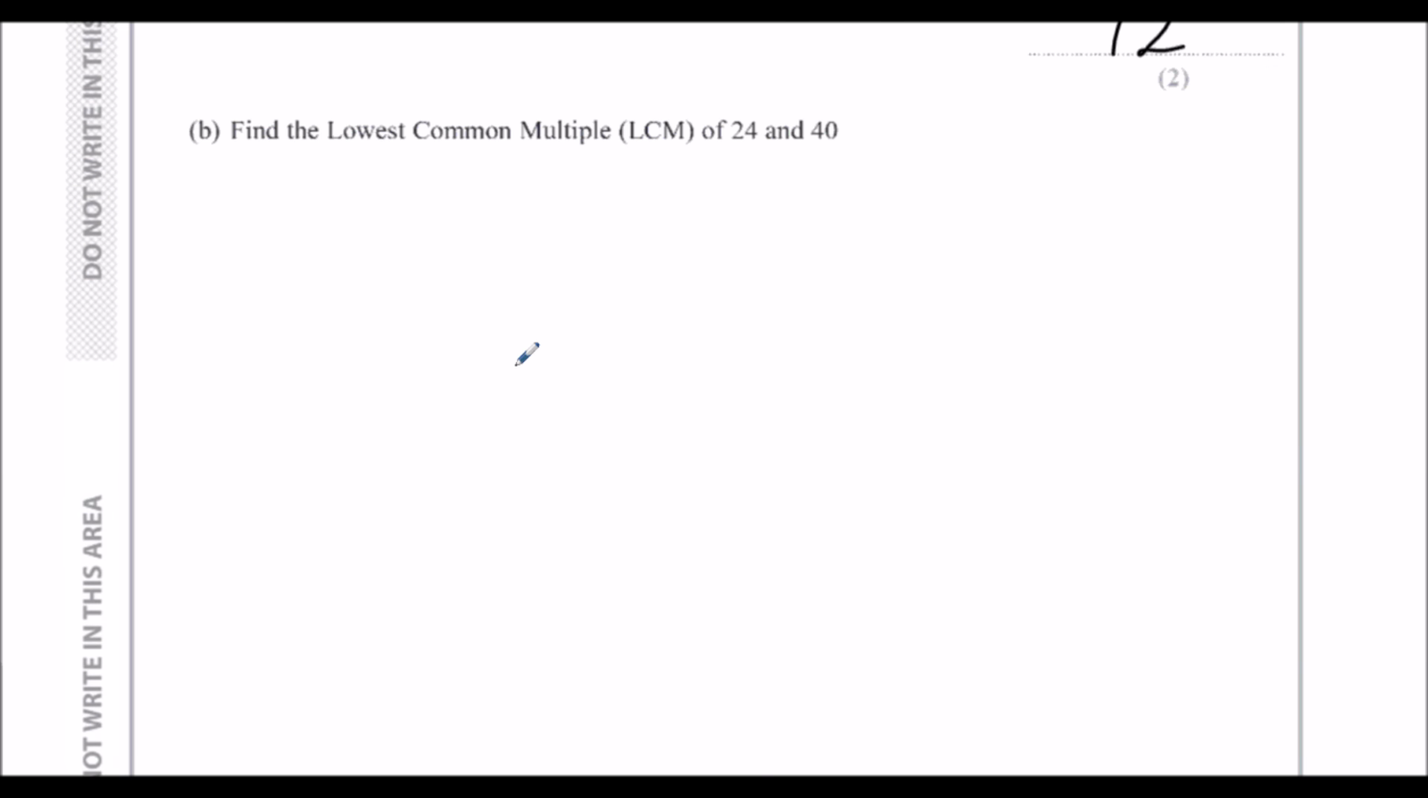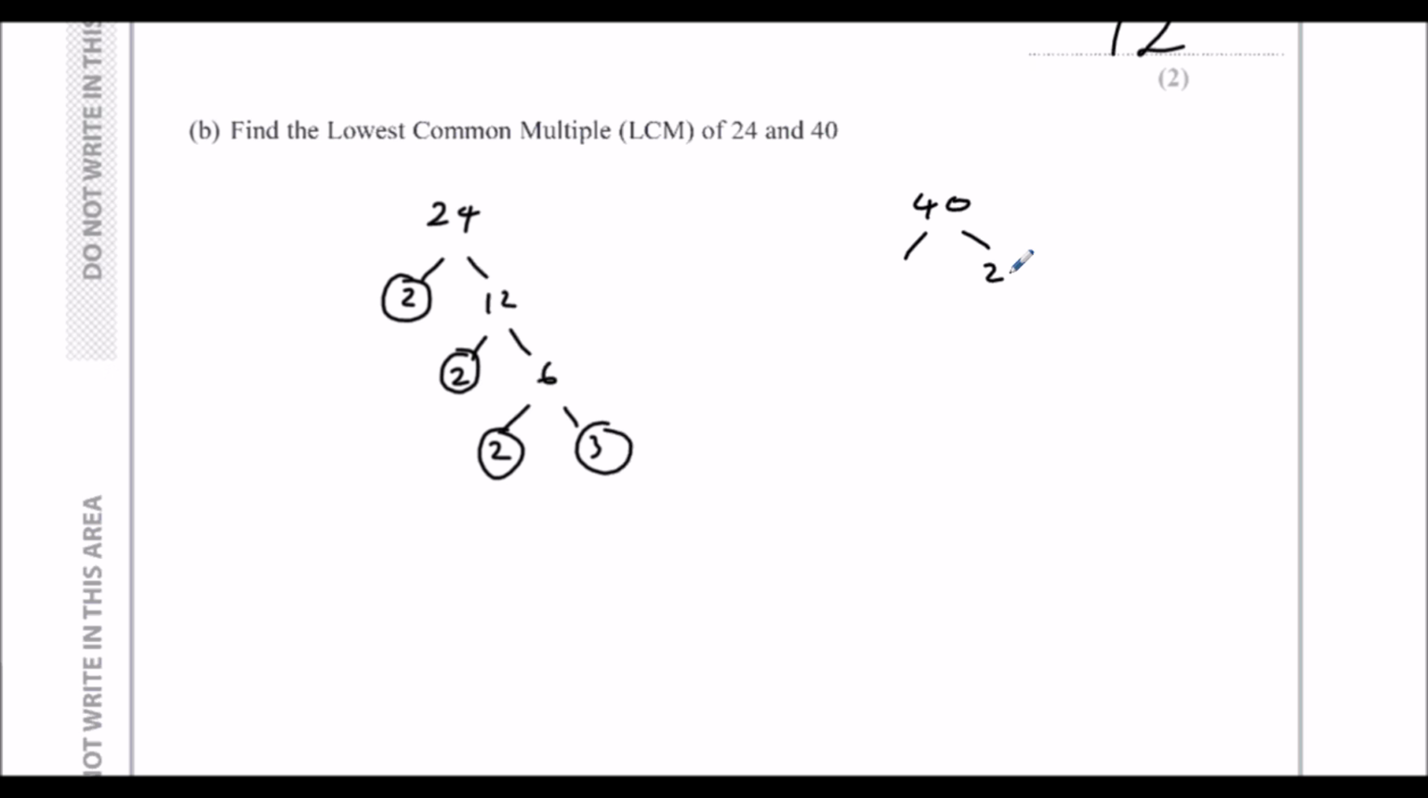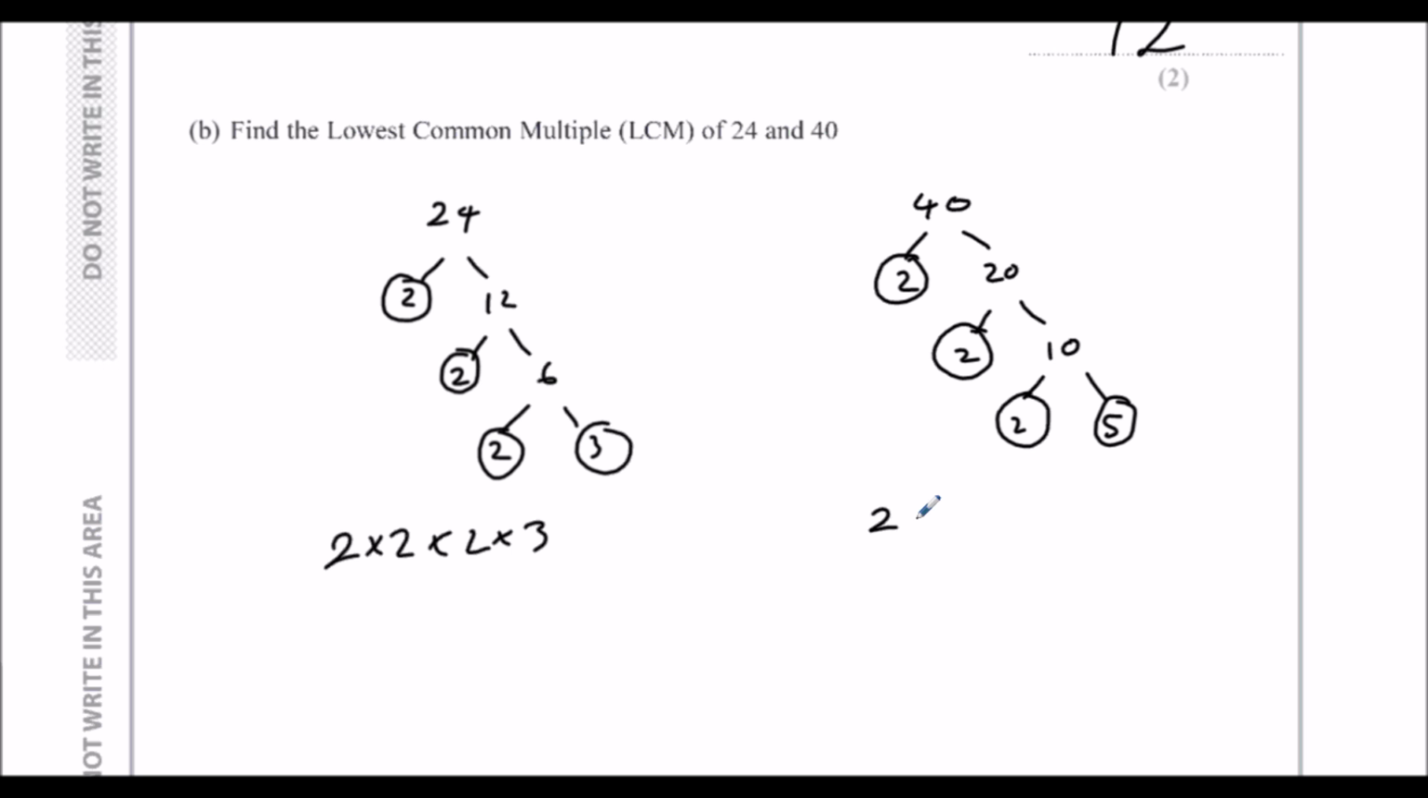Part B, find the lowest common multiple of 24 and 40. So I'm going to pretend we don't have a calculator just to show you the method. 24 is 2 times 12, 12 is 2 times 6, 6 is 2 times 3. 40 is 2 times 20, which is 2 times 10, which is 2 times 5. So 24 is 2 times 2 times 2 times 3. 40 is 2 times 2 times 2 times 5.